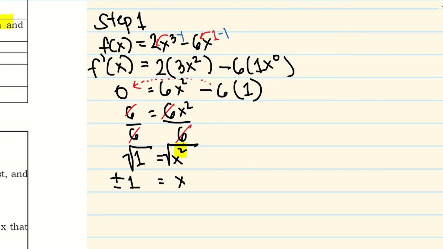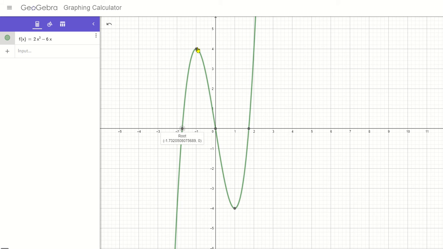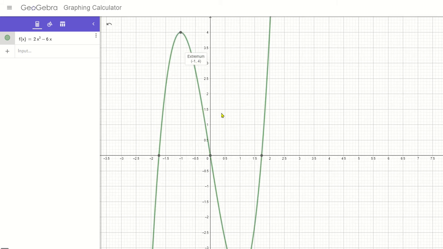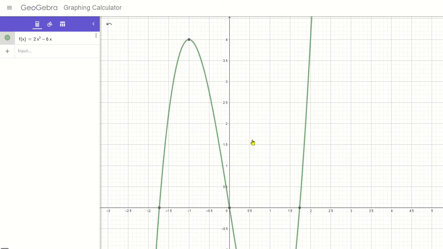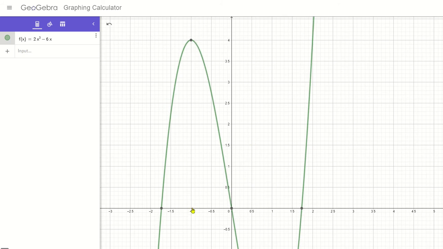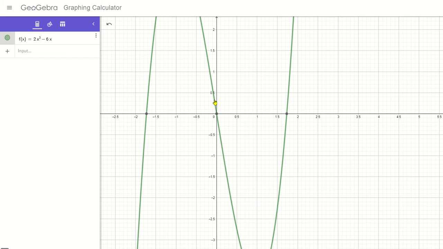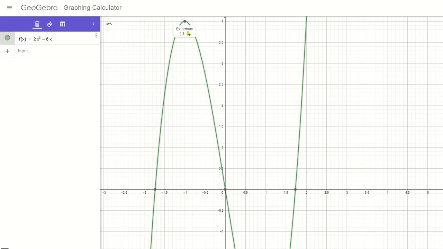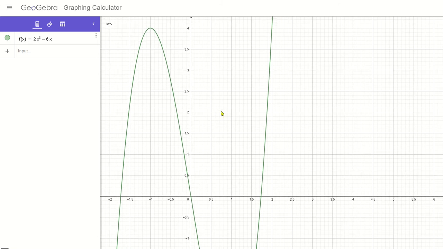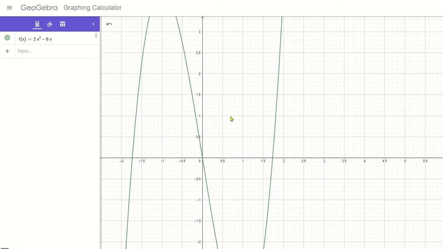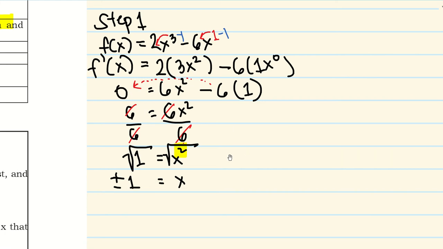So let's go back to the graph. As you can see in the graph, the critical values are here: the extremum at negative 1 and 4, and below it at positive 1 and negative 4, which are the extreme values, the extremum. So these are critical points of the function.